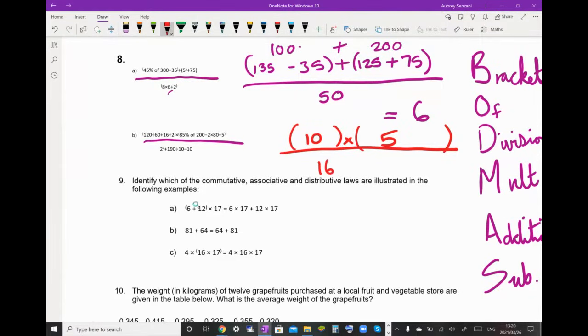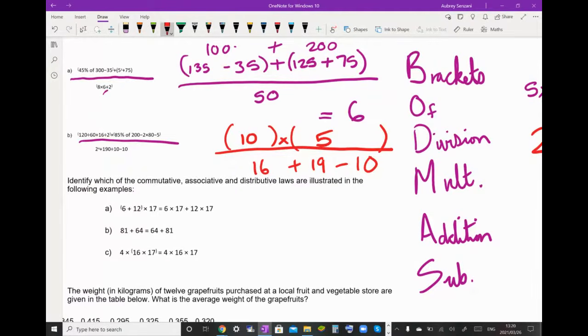So here we're going to have 16, and then we're going to have plus 190 divided by 10 will give us 19, minus 10. So we know we have to do addition before subtraction. So 19 plus 16 is going to give you 35. 35 minus 10 is going to give you 25.